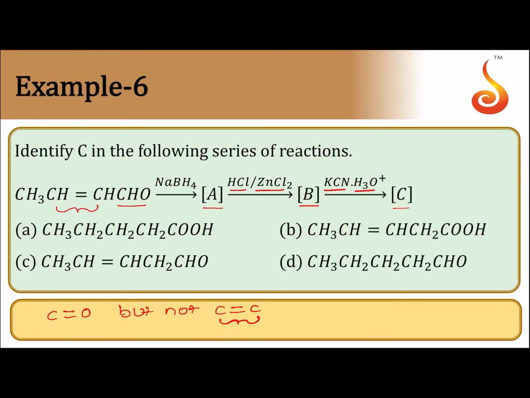Now let us go back. An unsaturated aldehyde when treated with sodium borohydride first gives an unsaturated alcohol. The unsaturated alcohol when treated with Lucas reagent will give an unsaturated alkyl halide, which treated with cyanide followed by hydrolysis will give an unsaturated carboxylic acid. So 1, 2, 3, 4 carbon atoms are there in the starting compound, and if you treat with cyanide, one more carbon should be added. So the final product should be an unsaturated carboxylic acid having 5 carbon atoms.